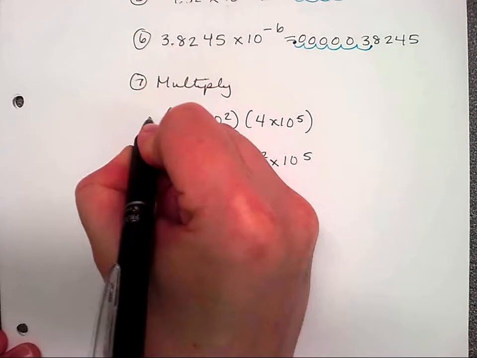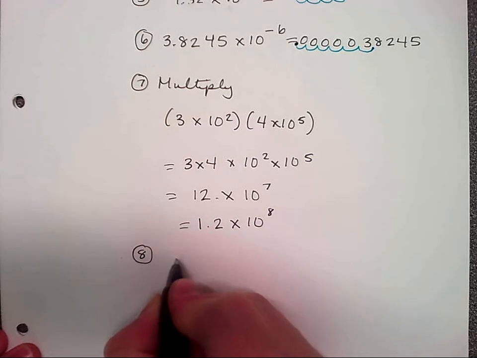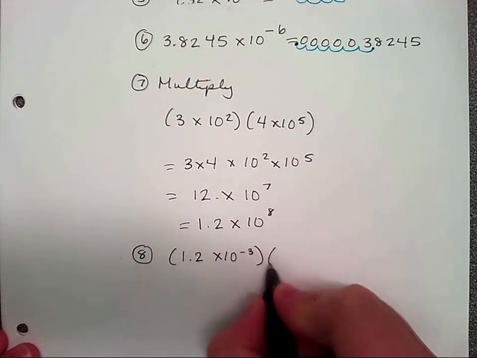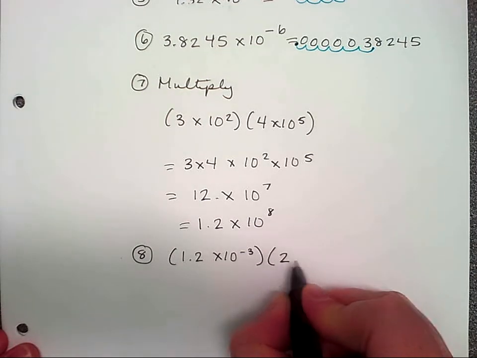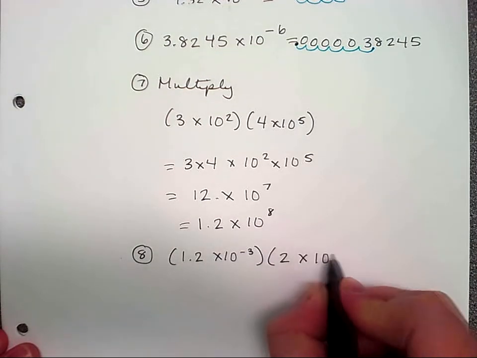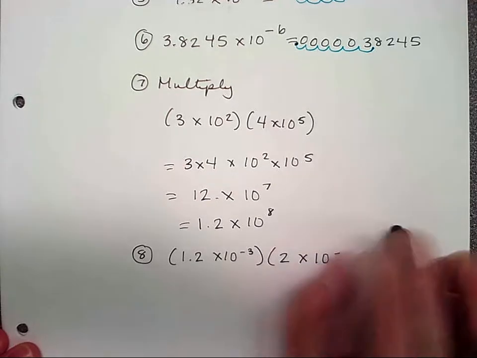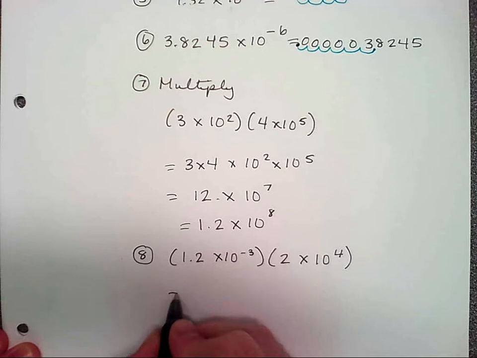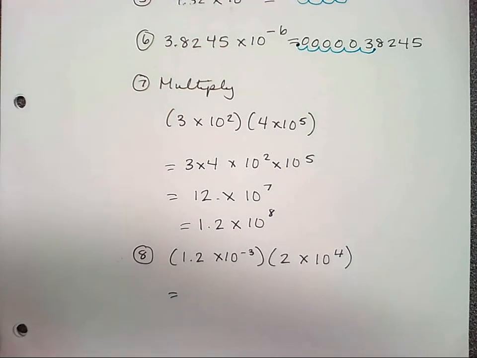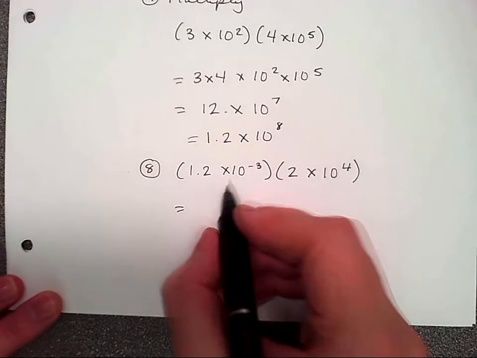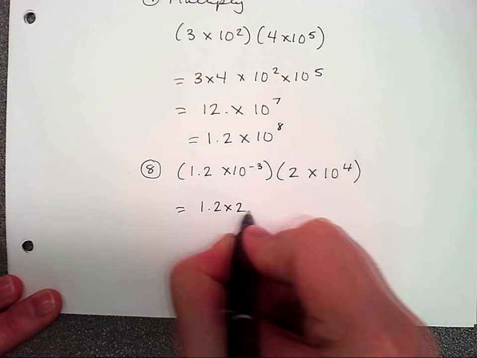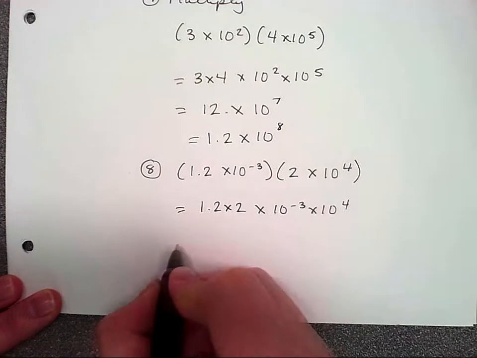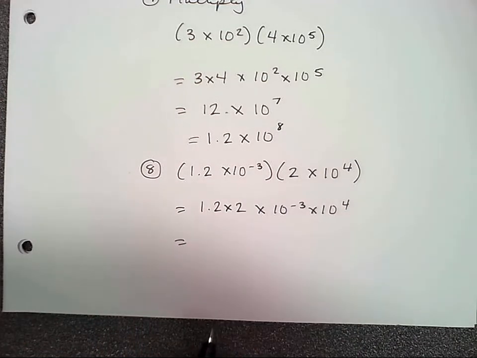Okay, so we're still going to multiply 1.2 times 10 to the negative third times 2 times 10 to the fourth. I'm going to change the order so I can use my rules of exponents, okay? So I have 1.2 times 2 times 10 to the negative 3 times 10 to the fourth. So what's 1.2 times 2?